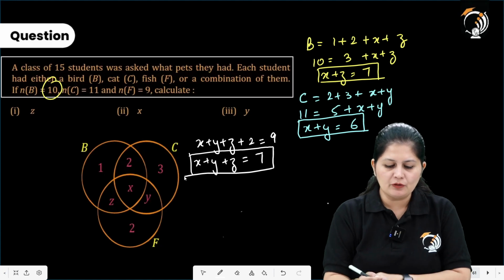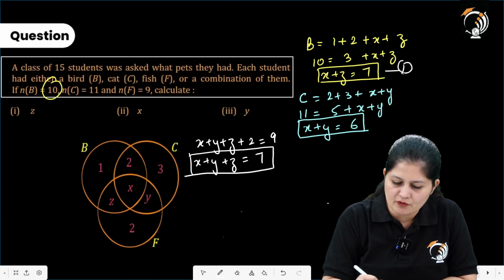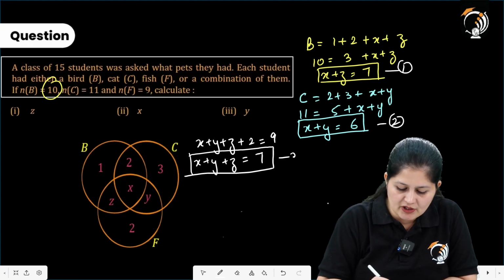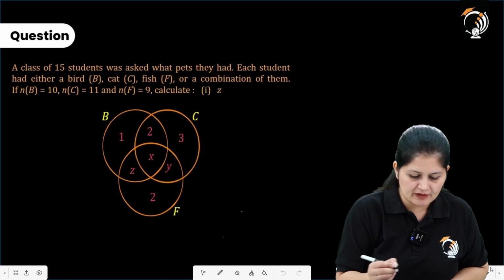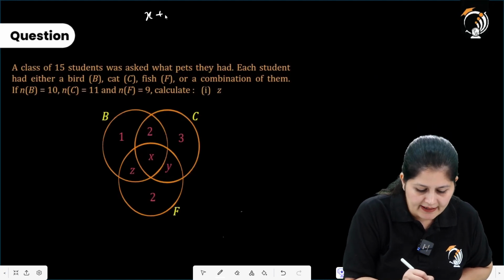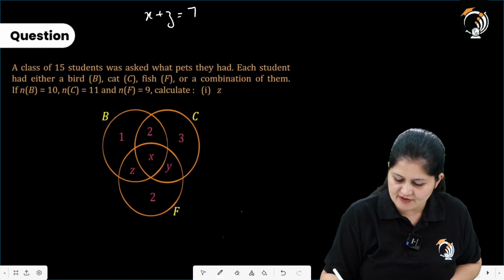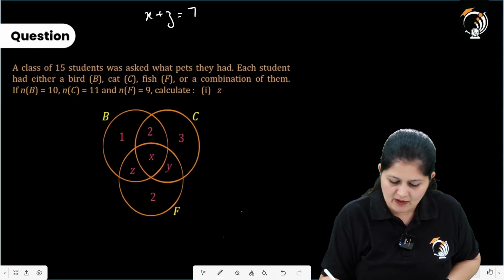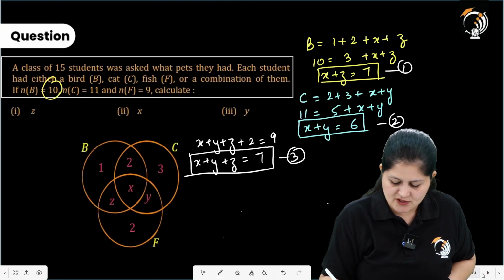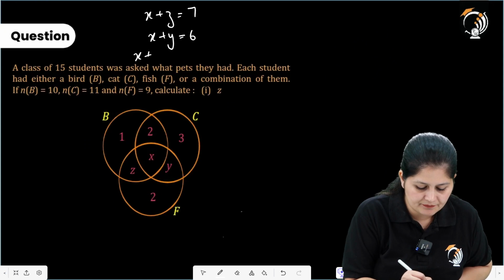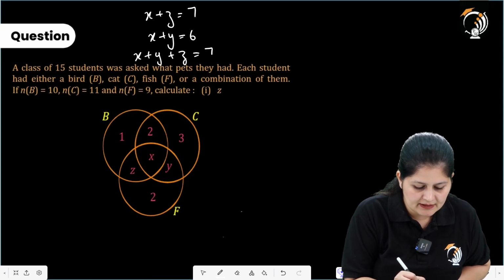Okay, so here we know this is your equation 1, this is your equation 2, and this is your equation 3. I'm just writing all the equations on another slide first. So we have x plus z is equal to 7, that's the first equation. x plus y is equal to 6. And then we have x plus y plus z is equal to 7. That is what we have.